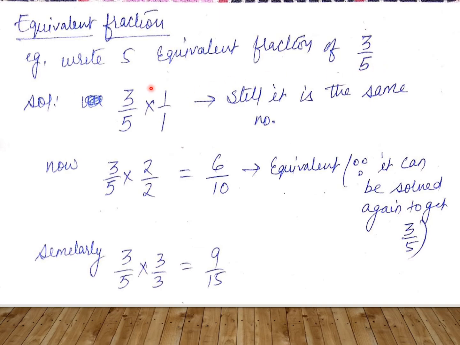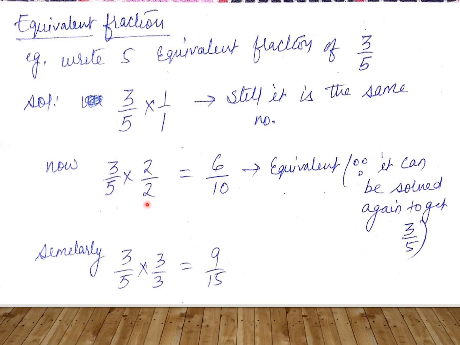First of all, if I write 3 upon 5 into 1 by 1, does it change anything? No, because if you multiply them, you again get 3 upon 5 only. So this 1 by 1 doesn't change anything. Now, using this concept only, I am trying to find some fractions like 3 upon 5 into 2 by 2. You can see this 2 and 2 can cancel. Again, you will get 3 upon 5.